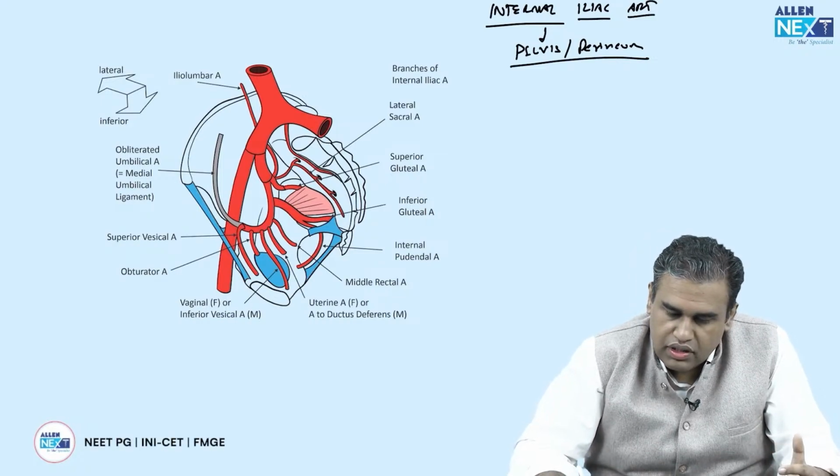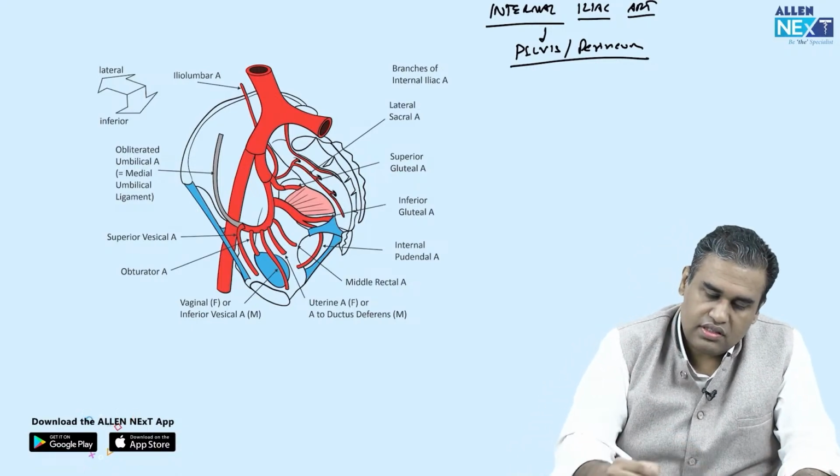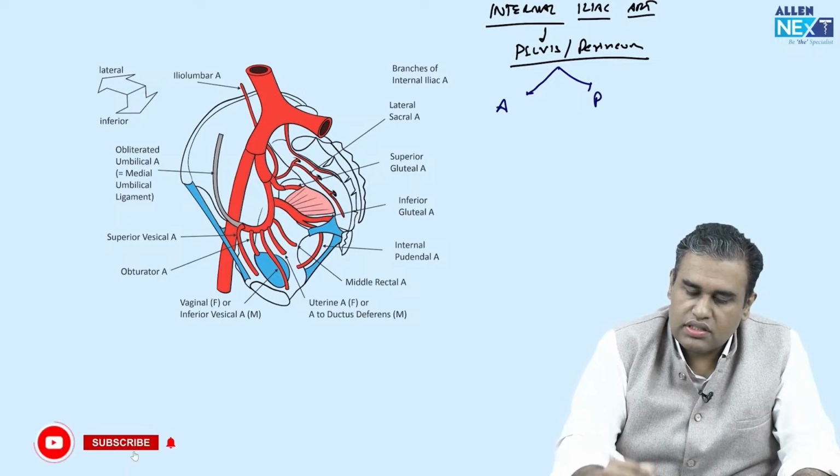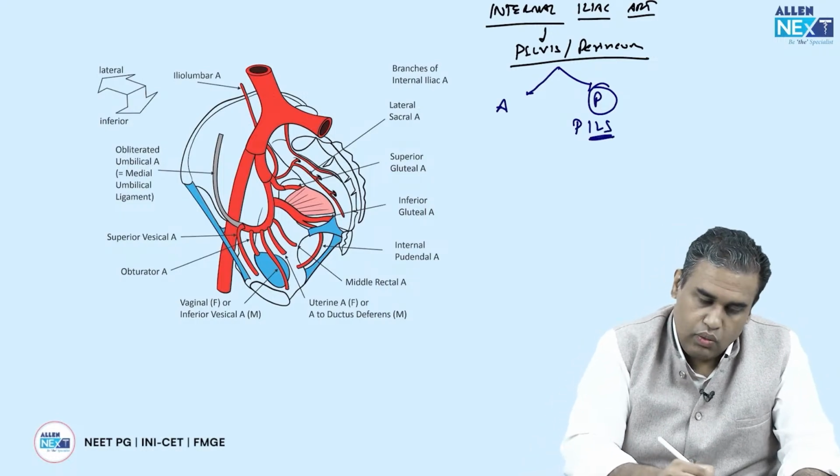Okay, so internal iliac artery थोड़ा सा complicated होता है. Here we will see its branches. Now what happens is it divides into anterior and posterior divisions. Posterior division में remember a mnemonic PILS, pills, PILS, ILS 3 branches हैं. What are these 3 branches?